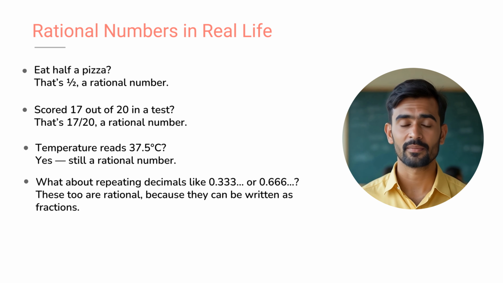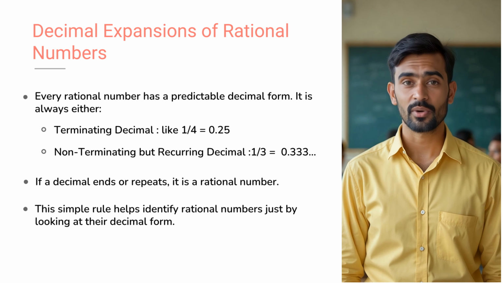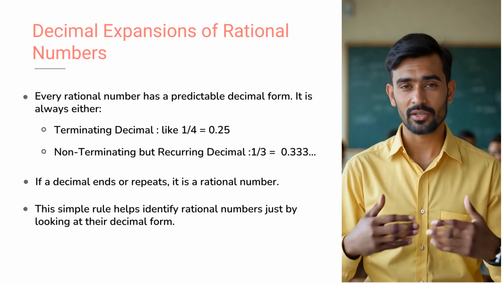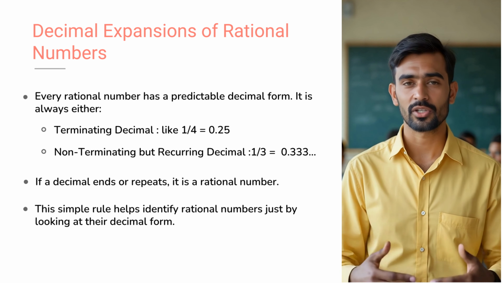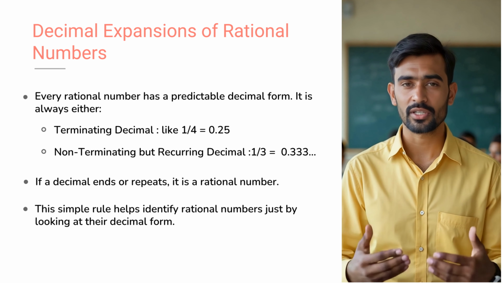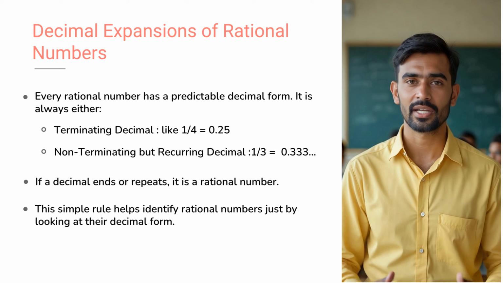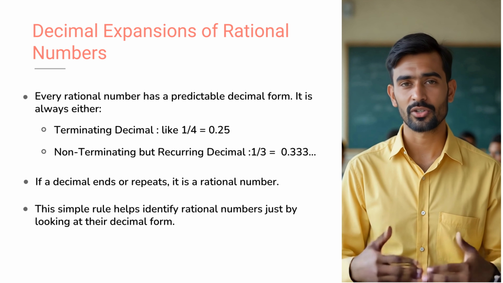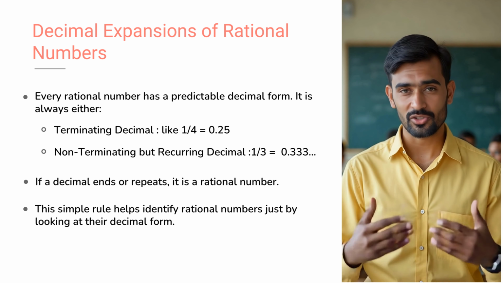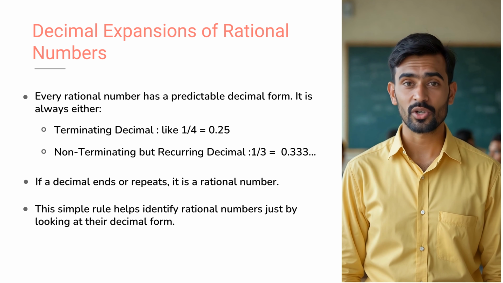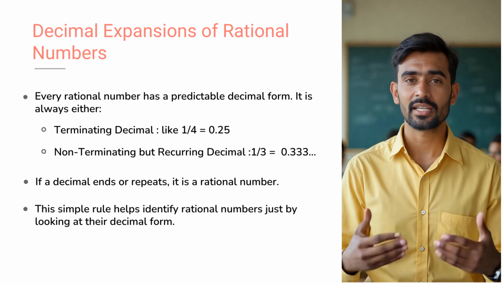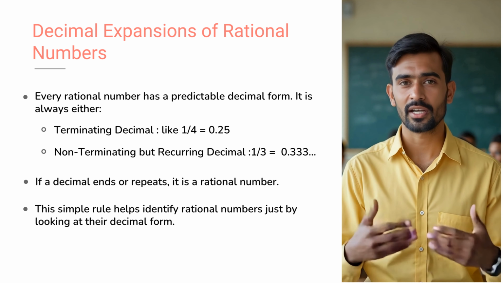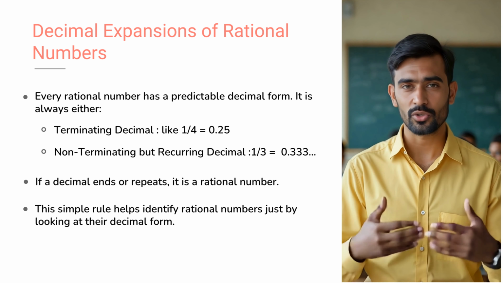Every rational number has a predictable decimal pattern. They are either terminating, like 1 by 4 is 0.25, or non-terminating but recurring, like 1 by 3 is 0.333. These patterns repeat forever and are easy to spot. If the decimal ends or repeats, it's a rational number. This feature is a great way to identify rational numbers from decimal form alone.